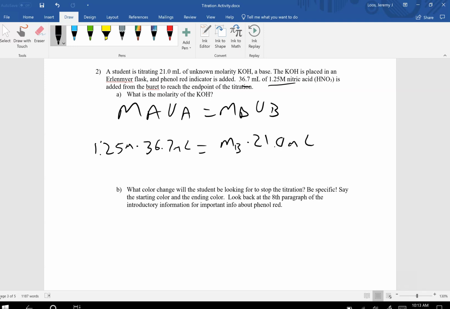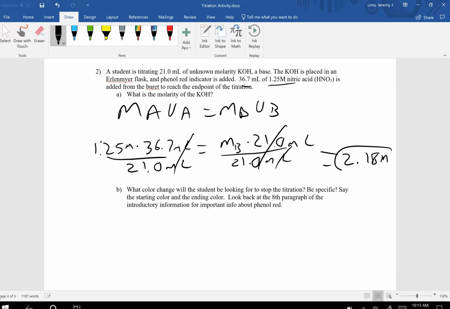So, very similar to the last problem, we want to get molarity of base by itself. So we divide both sides by 21. And this whole part cancels out here, the milliliter unit. So it's 1.25 times 36 divided by 21. 3 sig figs looks good. That's going to come out to 2.18. And that's how you use the molarity equation. When you do the lab, you will be applying that to the actual lab simulation and finding molarities in the lab situation.